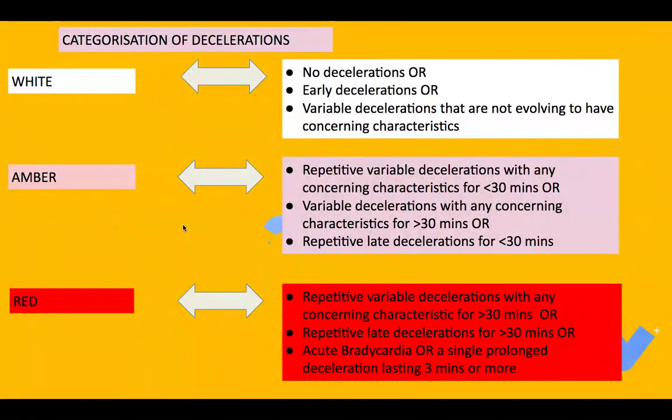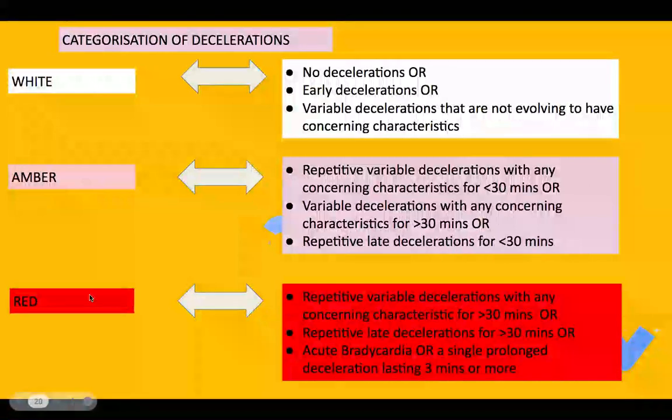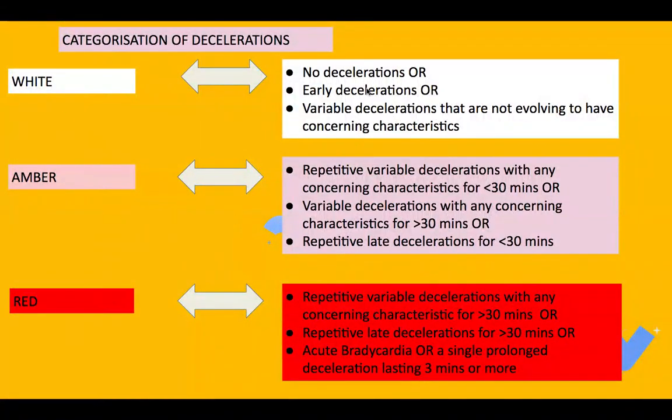Now, categorization: how will we categorize the CTG? Repetitive variable decelerations with any concerning characteristics for less than 30 minutes. Now come to these 2 points, right? The CTG will become normal, suspicious, or pathological. This is normal CTG, this is suspicious, this is pathological. So in the normal CTG, these are the features. In the suspicious CTG, let me tell you, repetitive variable decelerations with any concerning characteristics for less than 30 minutes, right? Remember this 30-minute word. Now from this amber, come to this point: repetitive variable decelerations with any concerning characteristics for more than 30 minutes. These two are the same points in the amber and in the red.